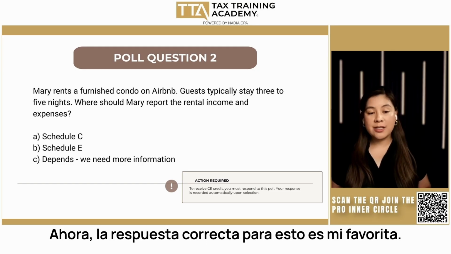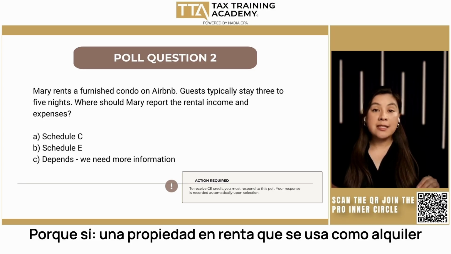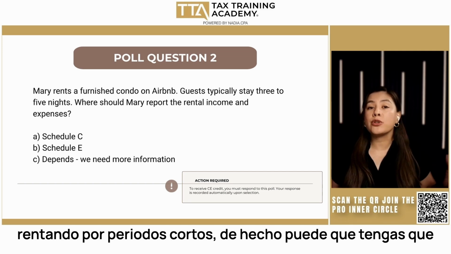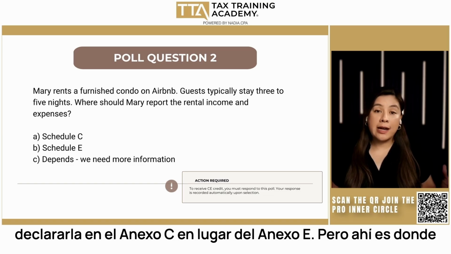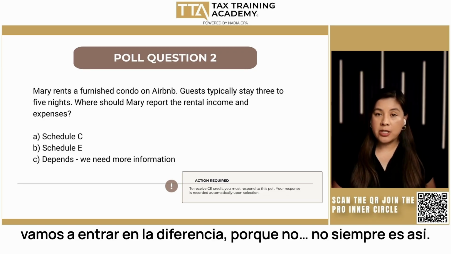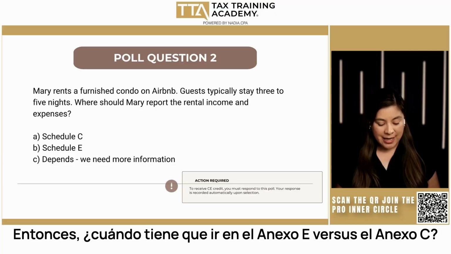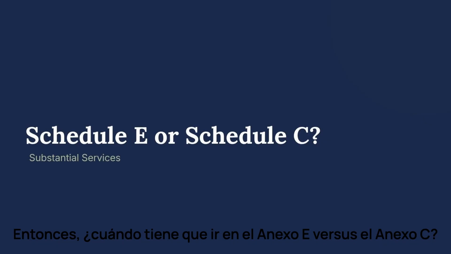Now, the correct answer for this is my favorite C. It depends. Because, yes, a rental property that is used as a short term rental on Airbnb, vacation VRBO, or just you're renting it for short term periods, you can actually have to list it on Schedule C instead of Schedule E. But that's where we're going to go into the differentiation because it's not always the case. It depends. And so when does it have to go on Schedule E versus Schedule C?